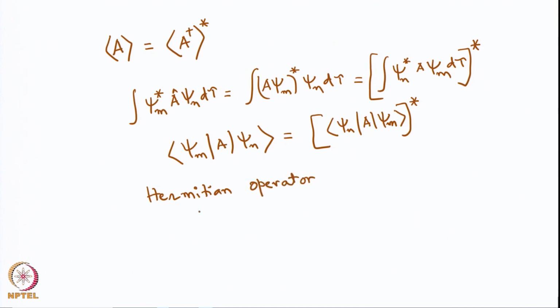And Hermitian operators give real expectation values, because all physical observables will correspond to some real expectation. So, when you measure momentum, it should be a real number. When you measure kinetic energy, it should be a real number. If you measure position, it should be a real number. So, operators that correspond to momentum, position, and kinetic energy are Hermitian operators.